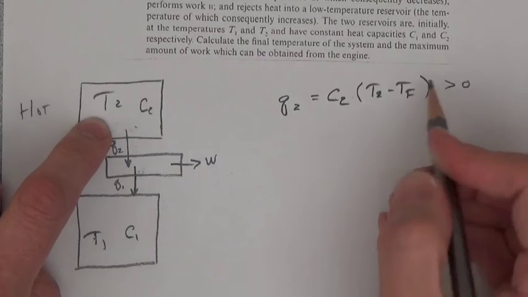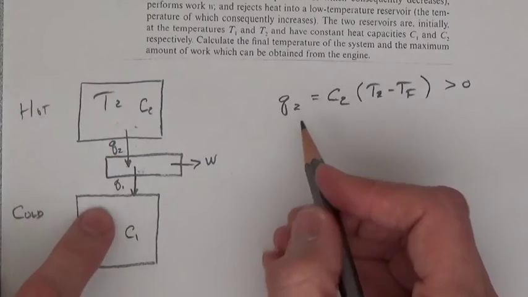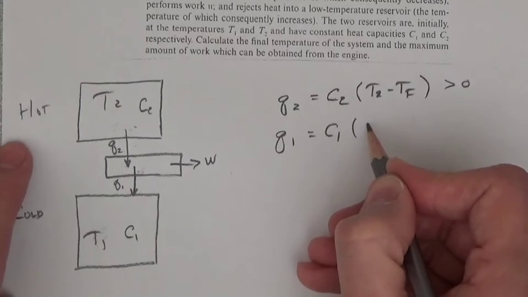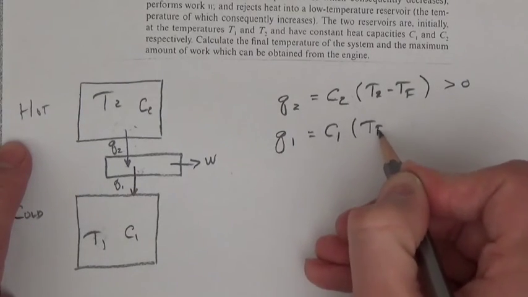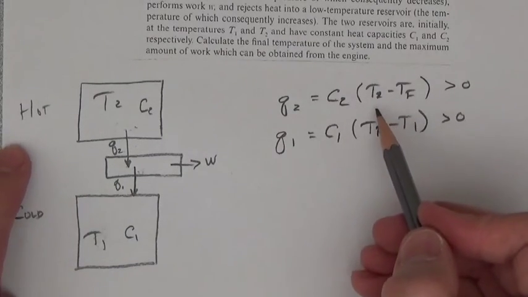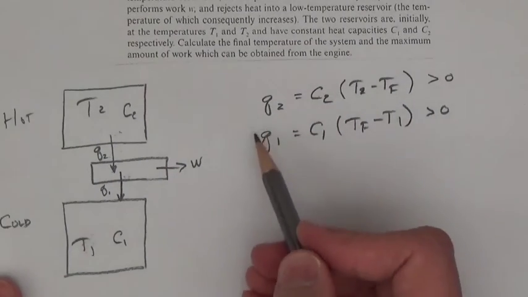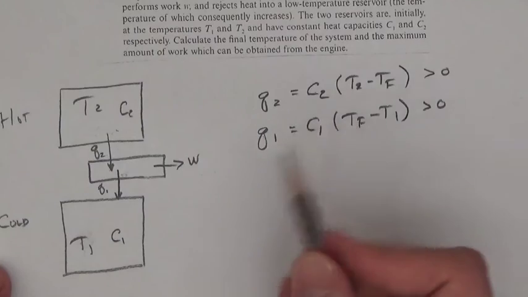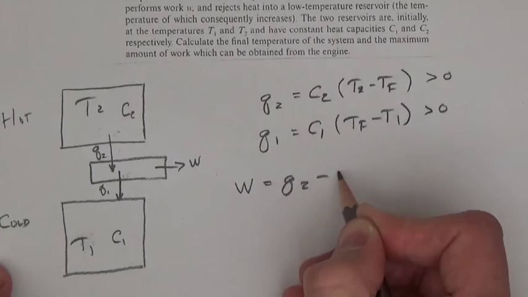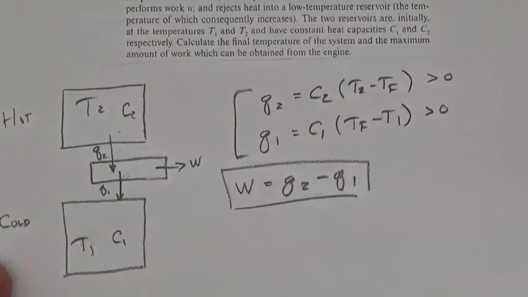And that's greater than 0 because T2 is larger than TF. And then the heat that gets transferred in, Q1, is equal to C1 times TF minus T1. And again, that's greater than 0. And I changed the signs here in order for us to just talk about the magnitude of the heat. Because if we know the magnitude of the thermal energy that goes in and the thermal energy that goes out, then the work is simply Q2 minus Q1.